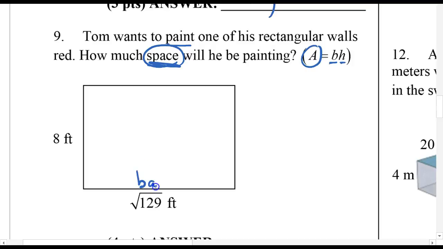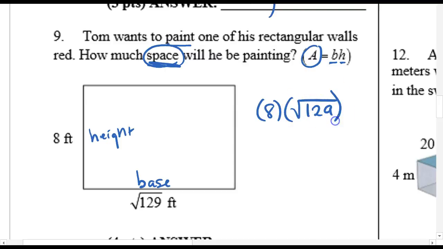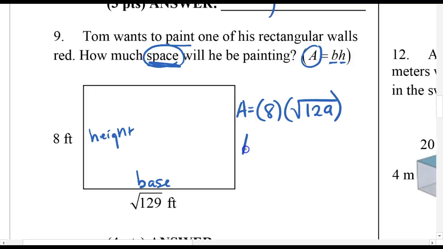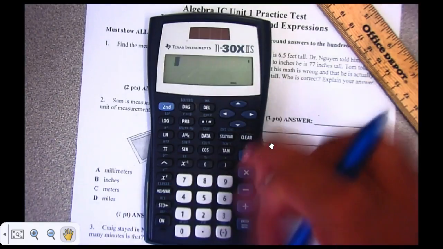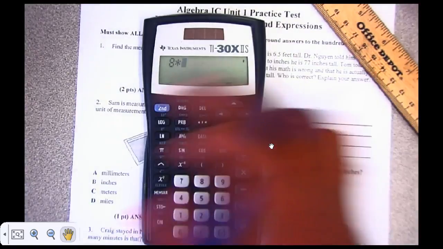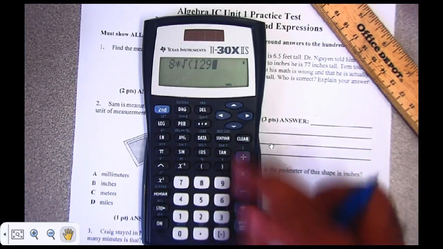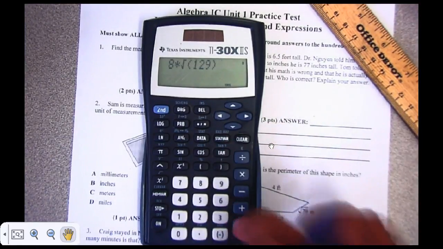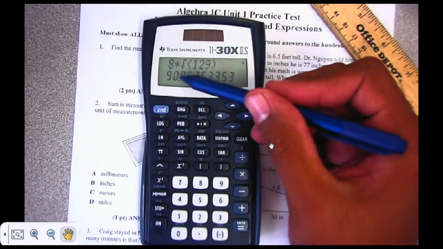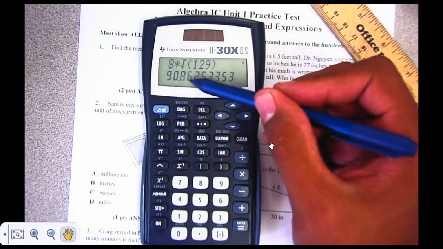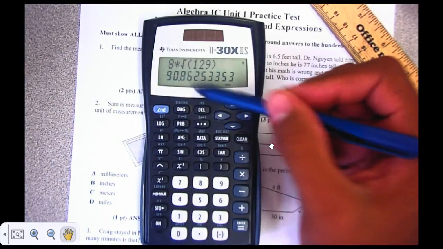Okay, so the base is here and the height is here. So all we do is multiply the two numbers. So 8 times the square root of 129 is our area. Okay, so if I go over to my calculator, I can do all this at once. 8 times, I push times, square root, second, then find the square root, 129. Okay, enter. So now remember, we're going to round to the nearest hundredth, so 90.86. Look to the right, that 2 will not change the 6, so 90.86.